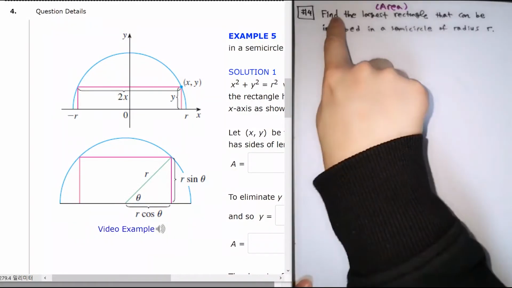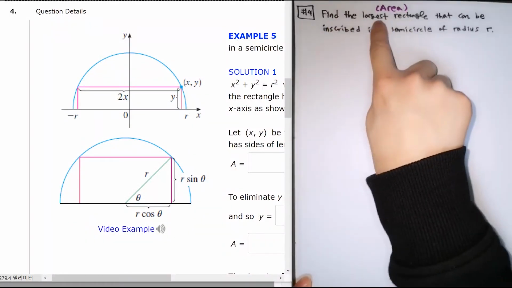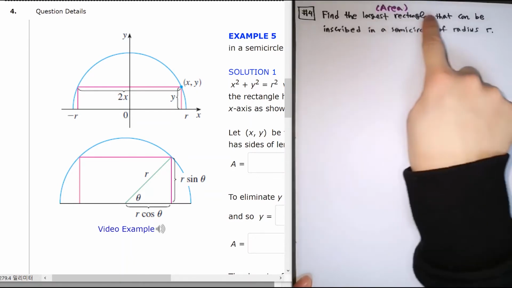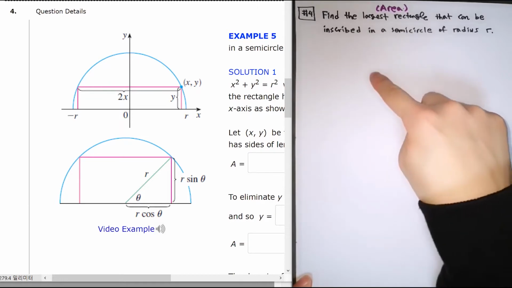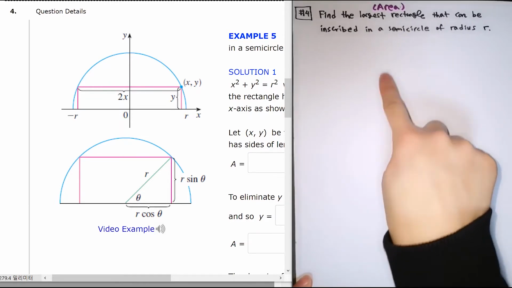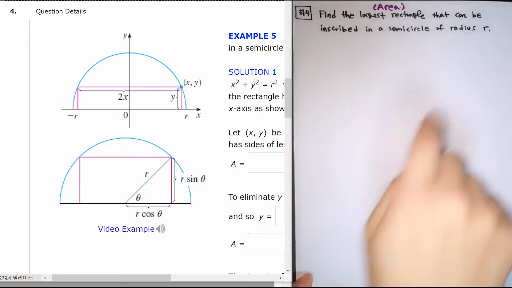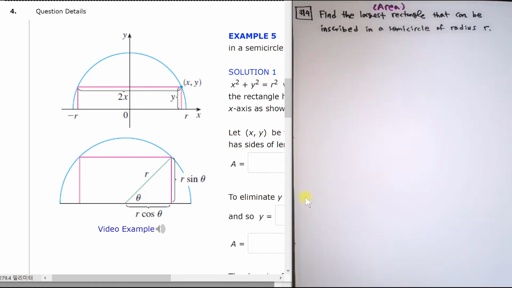Question number 4. Find the area of the largest rectangle that can be inscribed in a semicircle. It means what, everyone? Semicircle means, in this case, upper half circle of radius r. So take a look at the left-hand side screen. Suppose we have a semicircle with radius r. Our goal is to place the largest rectangle possible inside this semicircle and find the area of that rectangle.